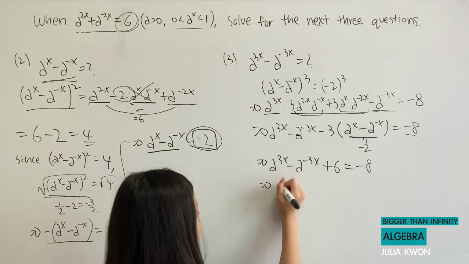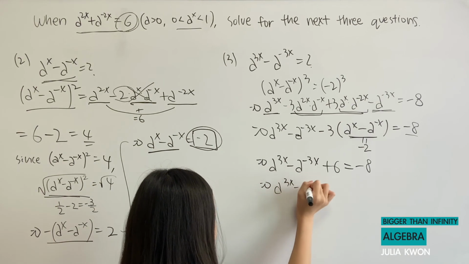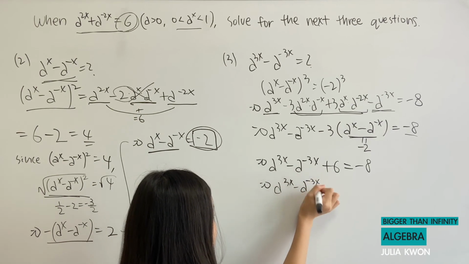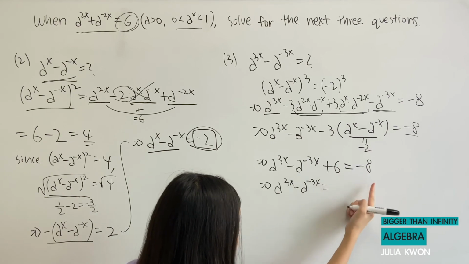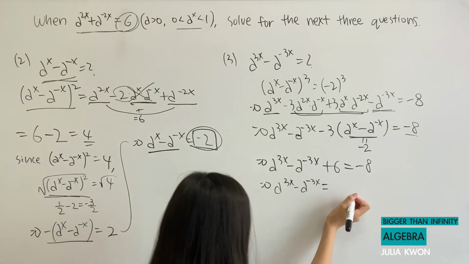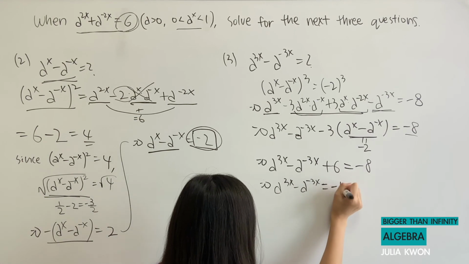Now for the final part, a to the power of 3x minus a to the power of -3x is equal to -8 minus 6, which is -14.